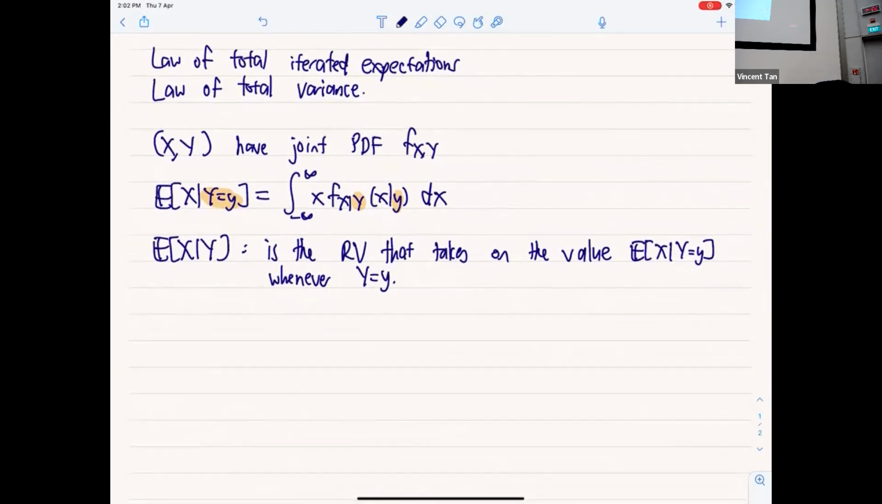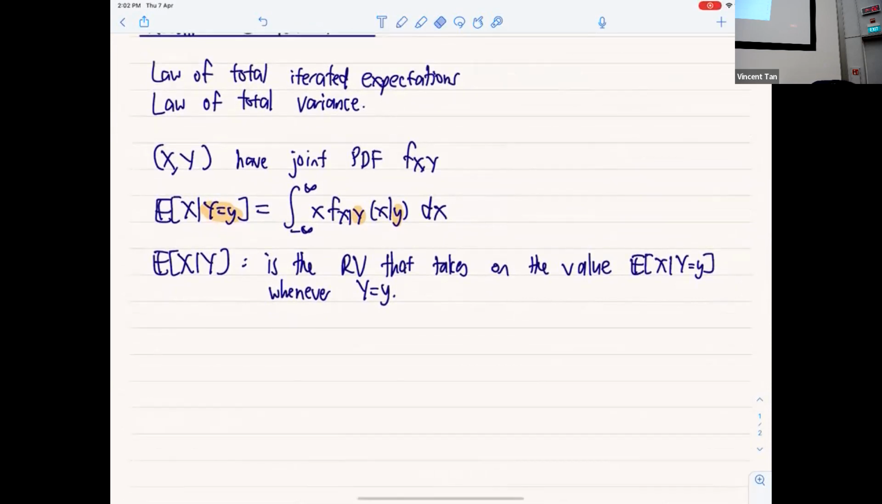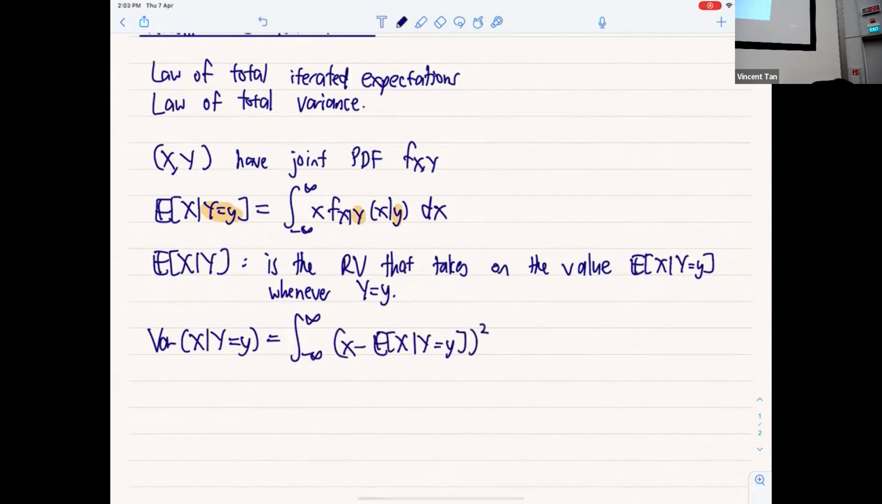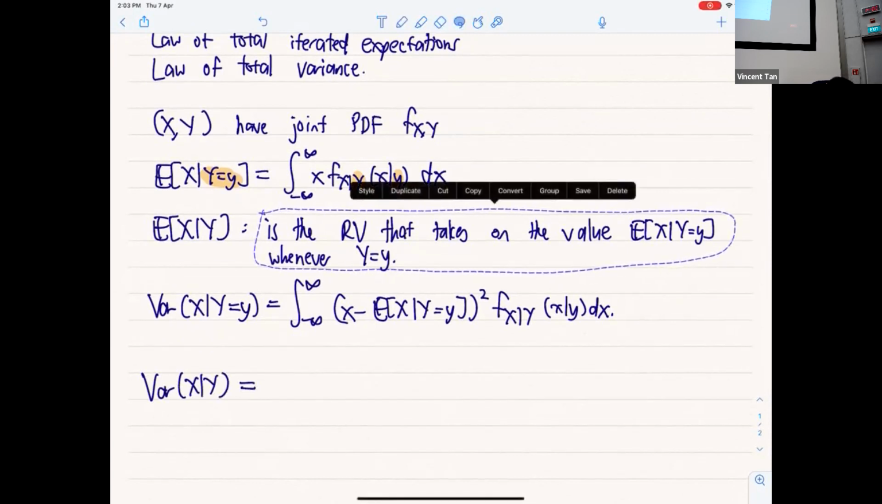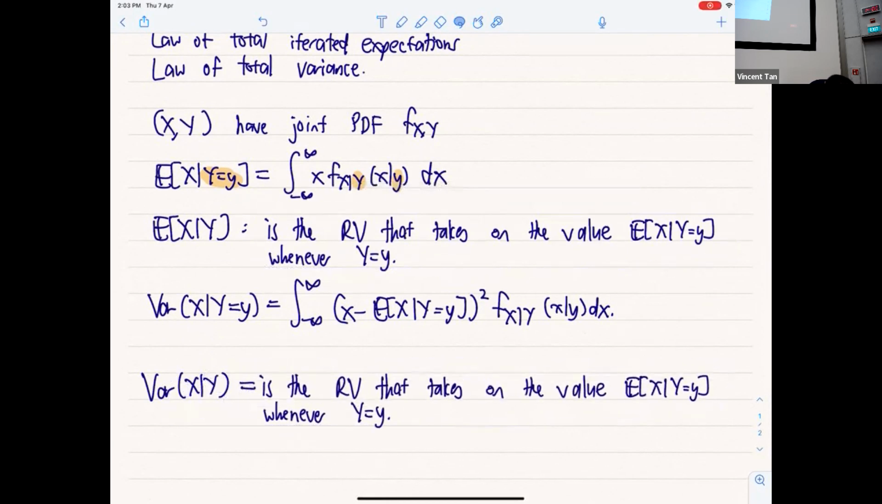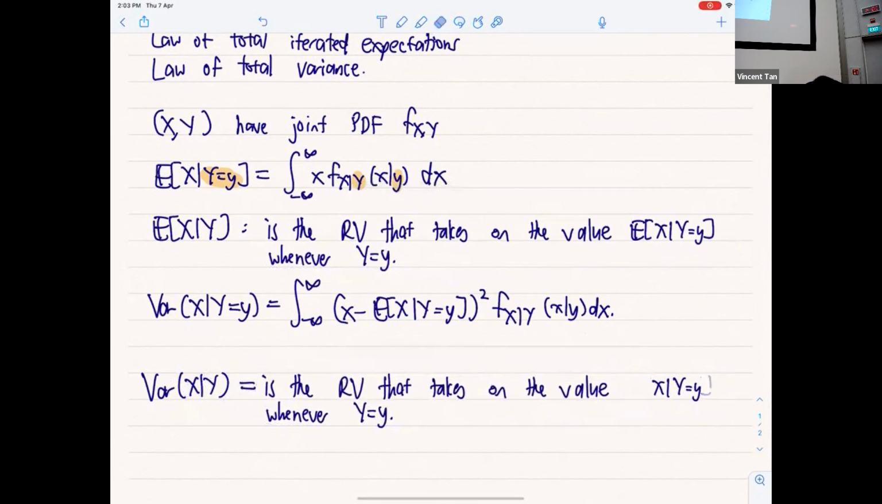Now we have a similar notion of the variance, okay? So the variance of X given Y equals y is the integral of x minus the conditional expectation conditioned on Y equals y, quantity squared, times f of X given Y, dx, okay? And the variance of X given Y is in fact the random variable that takes on the value given by the conditional variance whenever Y is equal to y. So I just have to adjust this a little bit, okay? So it's completely analogous, as you can see here.